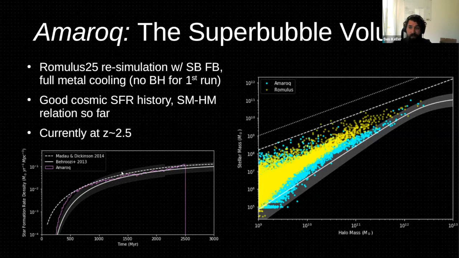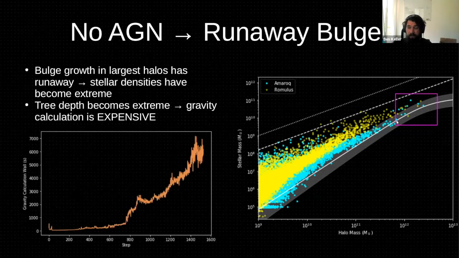This project's been a lot more challenging than I was expecting so far. We've run into a lot of numerical hurdles, and currently the one we're facing is related to that AGN question I raised earlier. So the galaxies here that have exceeded that maximum mass that supernova can regulate have now started to form runaway bulges. And this in turn has made the gravity calculation very, very expensive. Because these bulges are so dense, the depth of the tree has to become very, very high. And so calculating gravity has become the dominant cost.